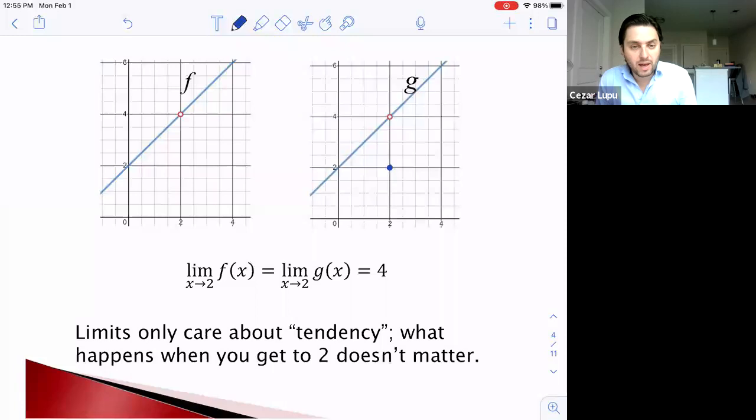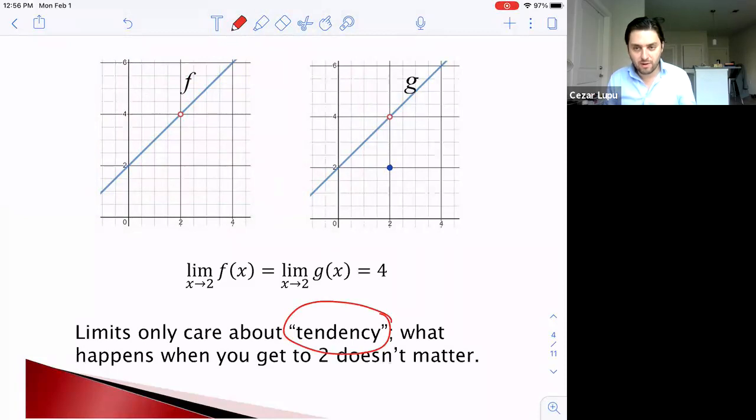So in both cases, we can say that the limit as x approaches 2 of f of x will be the same as the limit as x approaches 2 of g of x, right? Which both of them will be 4, as you can see. Like I said, f and g differ only by that extension over there at x equals 2. So the point is that limits only care about tendency. This is the word you should care about. It's about tendency, right? And what happens when you get to 2, it doesn't matter.